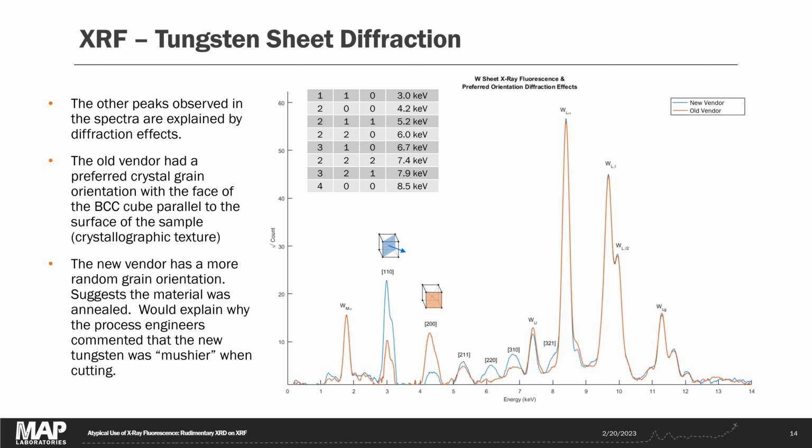Meanwhile, the new vendor shows a more random crystal grain alignment. The more random alignment in the new vendor suggests that maybe it was rolled at a hotter temperature or rolled in a different way or annealed after rolling, all of which would explain why it was a little bit softer in our Vickers hardness measurements and why the engineers have complained that it is a little mushier and gums up the tooling when they're machining.